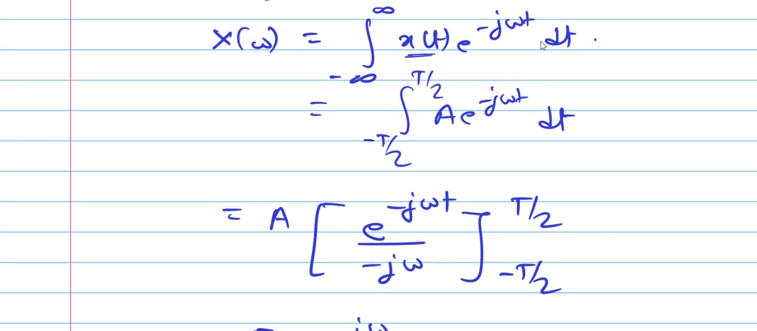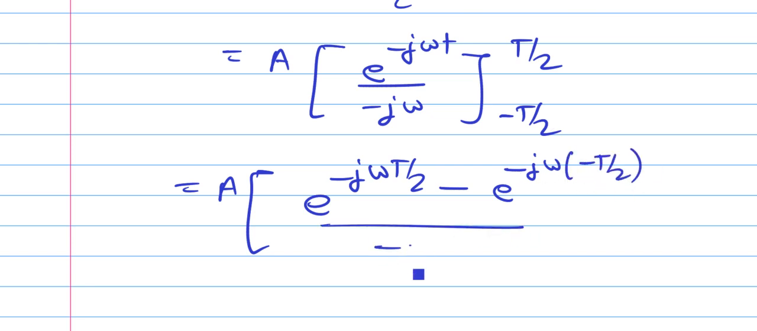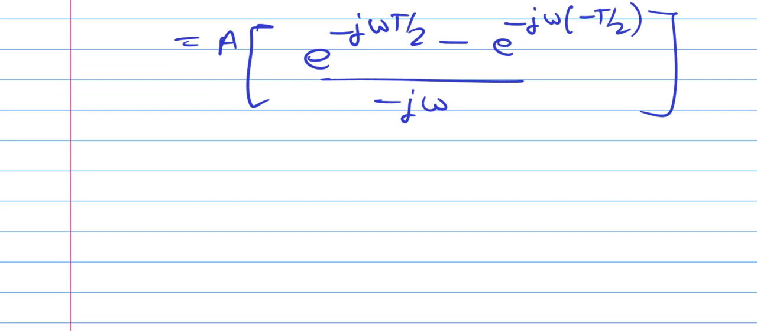Why in place of t? Because the integration is with respect to dt, that is, with respect to t. So A times e raised to power minus j omega T by 2 minus e raised to power minus j omega, in place of t, substitute minus T by 2. This minus minus becomes plus, divided by minus j omega. Now I will multiply this minus sign into the numerator.